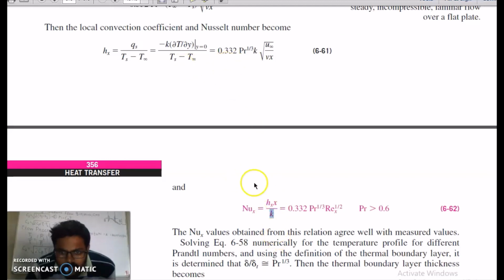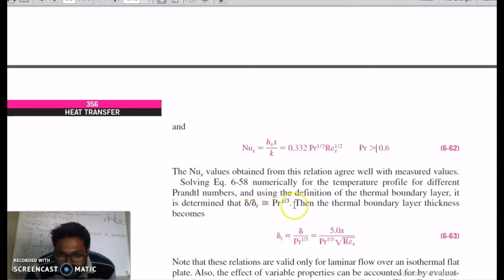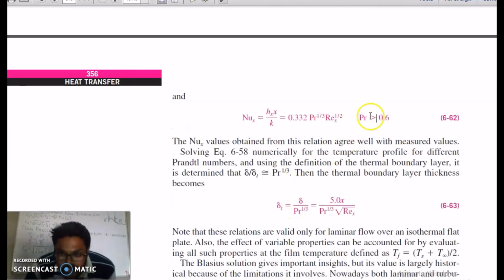Now replace this value of Hx from this equation here. You will get this equation with Prandtl raised to power 1 by 3, and when you replace this value here, this factor along with this x will become the Reynolds number, and this equation is valid when Prandtl number is greater than 0.6. It is also found that for Prandtl number greater than 0.6, the ratio of velocity boundary layer to thermal boundary layer is equal to Prandtl raised to power 1 by 3.